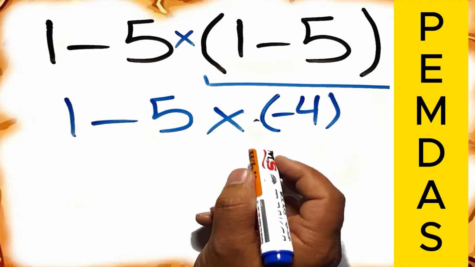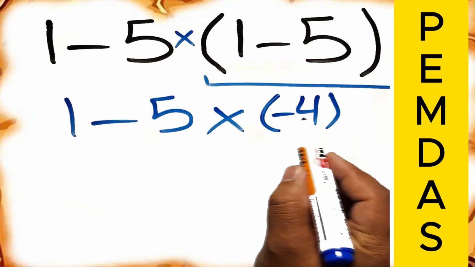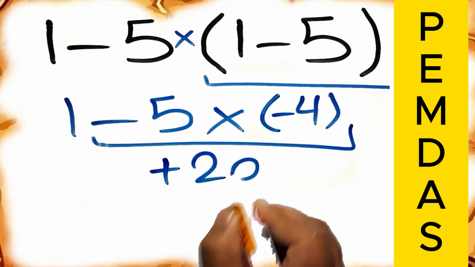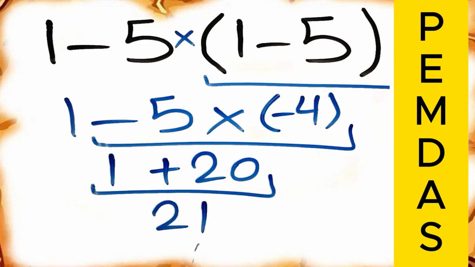So first we have to do this multiplication. Negative 5 times negative 4 gives us positive 20. So we have 1 plus 20, which equals 21. And this is our final answer to this problem.